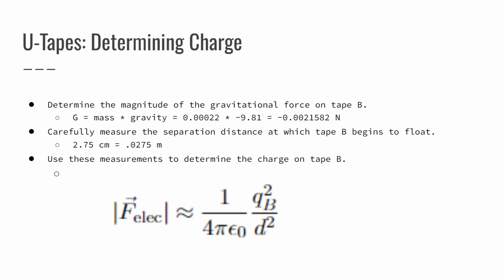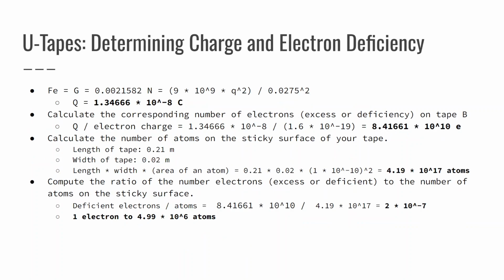And then we can use the separation distance of 0.0275 meters to calculate the charge on tape B using Coulomb's law as shown below. Here's the calculation, and the charge is about 1.3 times 10 to the negative 8 coulombs. Using this charge, we can calculate the number of electrons by dividing our found charge by the charge of an electron, which gives us about 8 times 10 to the 10th electrons.